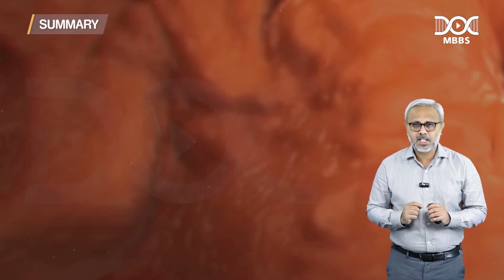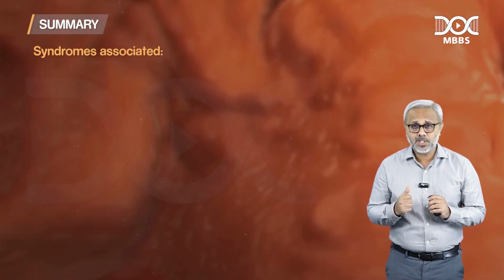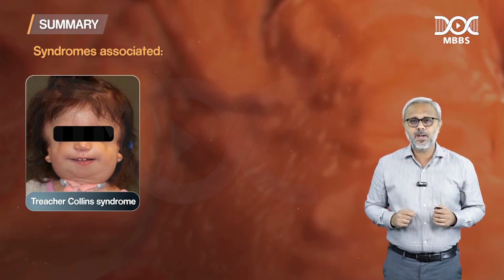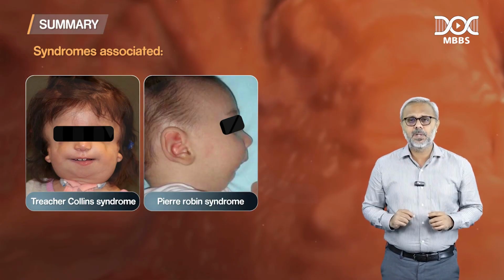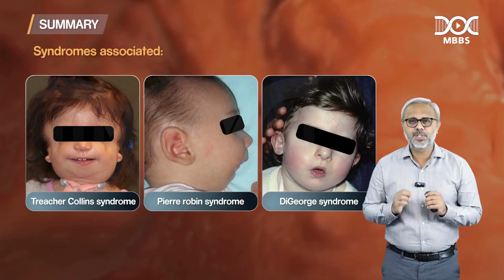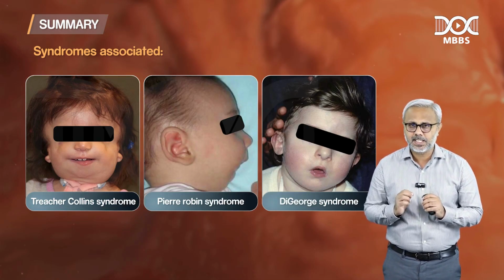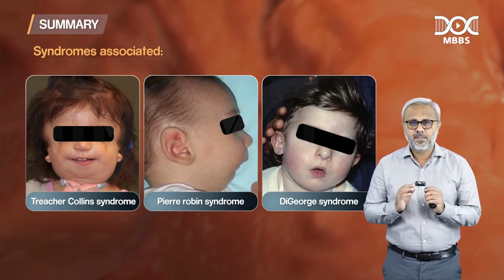There are three important clinical syndromes that are associated with the development of the pharyngeal apparatus. One is Treacher Collins syndrome, which is characterized by malar hypoplasia, the Pierre Robin syndrome, which is characterized by mandibular hypoplasia, and DiGeorge syndrome, which is characterized by congenital absence of thymus and parathyroid glands. This is regarding a comprehensive description of the pharyngeal apparatus.